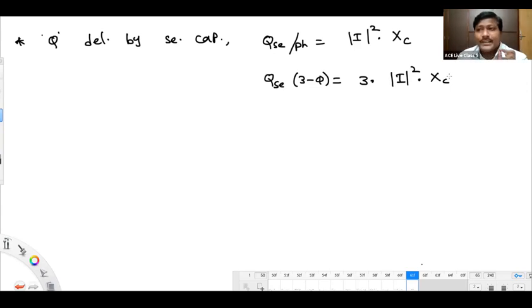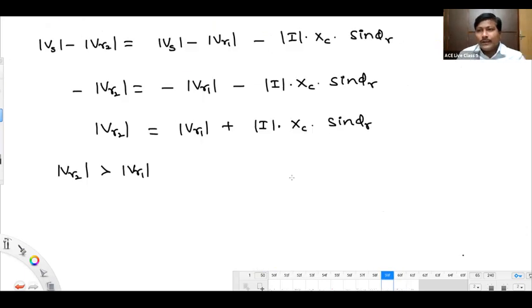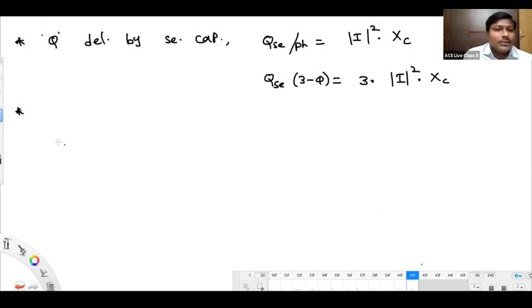Next statement. Very simple. Think about the lagging load only. I kept the leading load in a bracket completely. We are not discussing leading load now. We are taking up lagging load only. What is the magnitude rise in the voltage? Magnitude of I into XC into sin phi r. That's it. Approximately. It's not the exact number. This is not the exact analysis that we are doing. It's approximating. Okay, right. So, magnitude rise in the voltage.